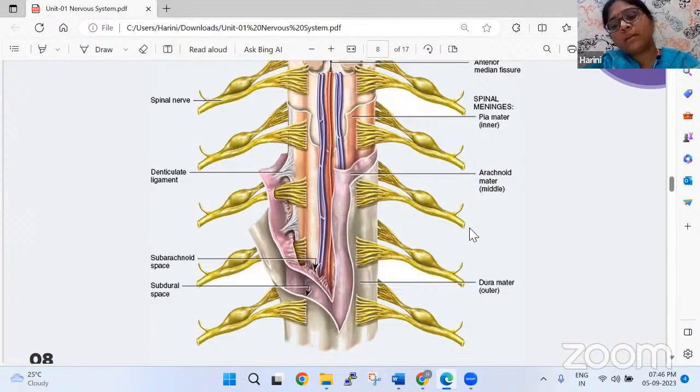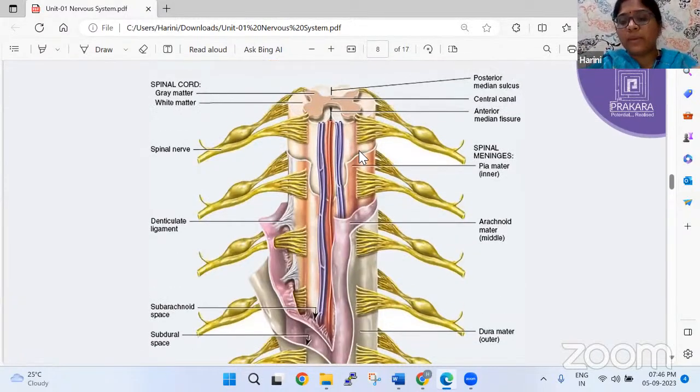The space between the dura mater and the arachnoid mater is known as the subdural space, and between the arachnoid and pia mater, it is the subarachnoid space. Just remember DAP: dura mater, arachnoid mater, and pia mater. The spaces between these are subdural and subarachnoid, and finally there is the spinal cord, which these cover. And here it consists of the central canal.